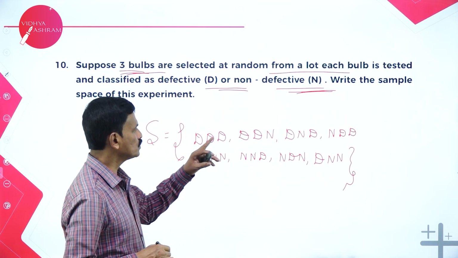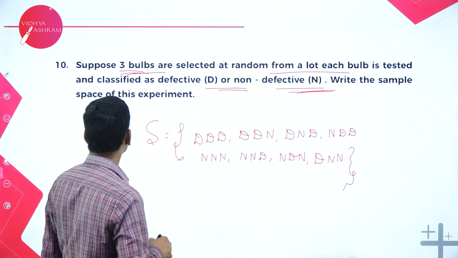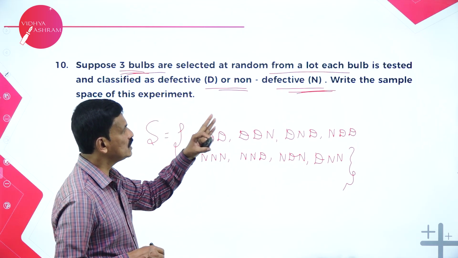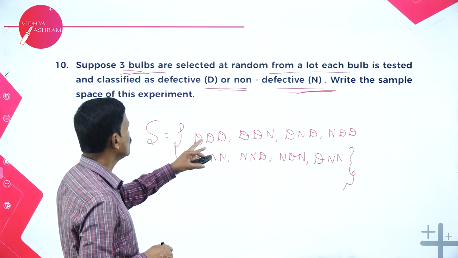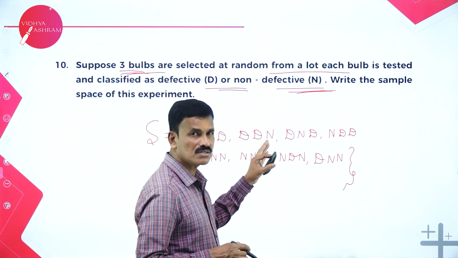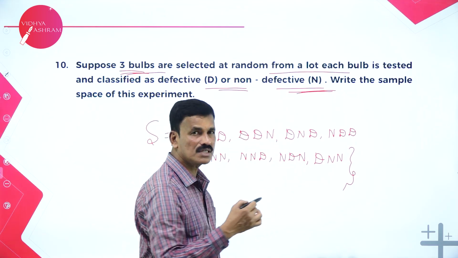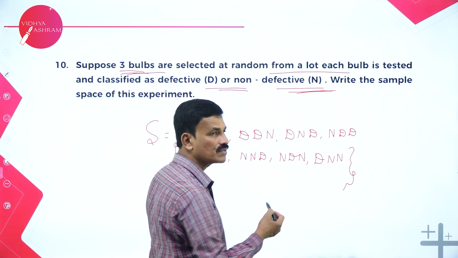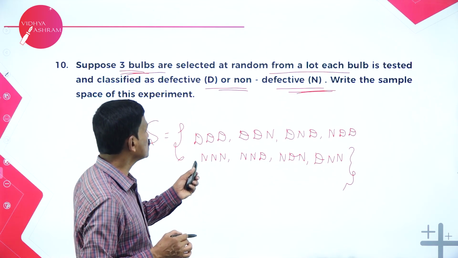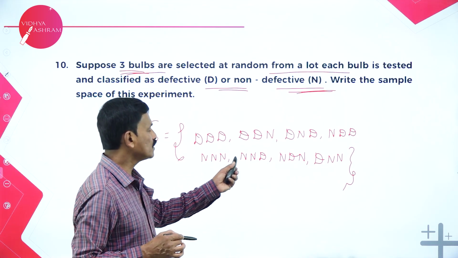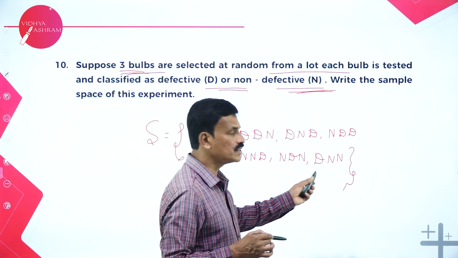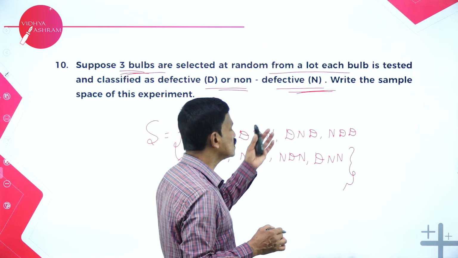See, 1, 2, 3, 4, 5, 6, 7, 8 events we have. So, 3 bulbs are selected at random from a lot. Each is tested and classified as defective or non-defective. The sample space will be DDD, DDN, DND, NDD, NNN, NND, NDN and DNN. This is the sample space.